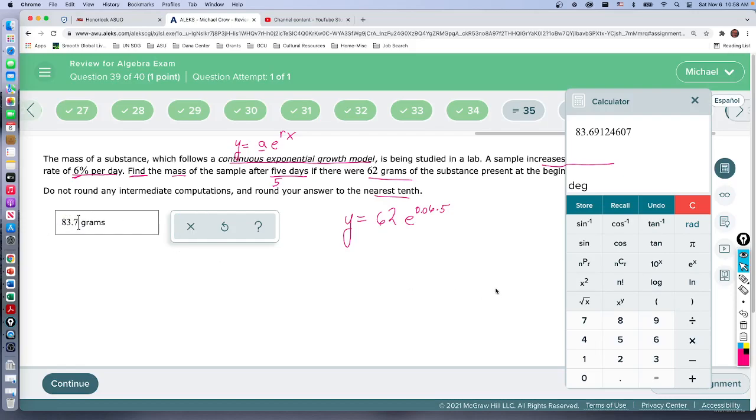So, and we are growing. We started with 62. 5 days later, we have grown, continuous growth, to 83.7. So it's a growth model. Makes sense. And that's our value for question 39.